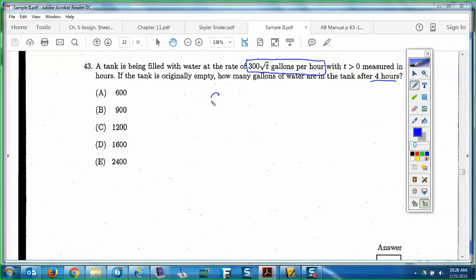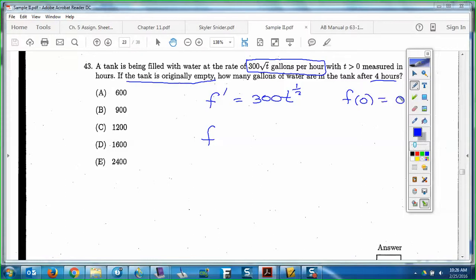Now, we could do this 2 different ways. We could call this function f prime if we wanted to, because isn't it a rate? So we could say f prime is 300 t to the 1/2. Would that be correct? So we want f, the gallons. So what did they tell me right here when they said the tank's originally empty? Well, yeah, I want to write it this way because it doesn't mean C is 0 necessarily. I think it's going to be in this problem. But it really means f of 0 is 0.